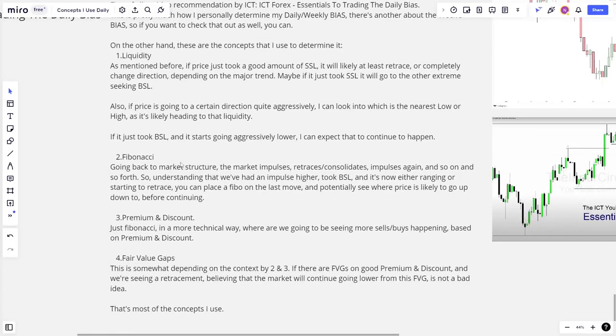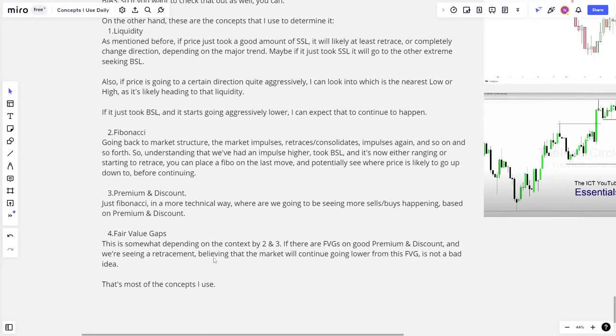So placing Fibonacci like that, we're basically going to be looking into where to buy and where to sell, based on premium and discount again, buying low, selling high, right? And last but not least, fair value gaps. This is something somewhat depending on the context provided by 2 and 3. If there are fair value gaps in a good premium and discount, and we're seeing a retracement, believing that the market will continue going lower, as an example, from this fair value gap, it's not a bad idea, right?